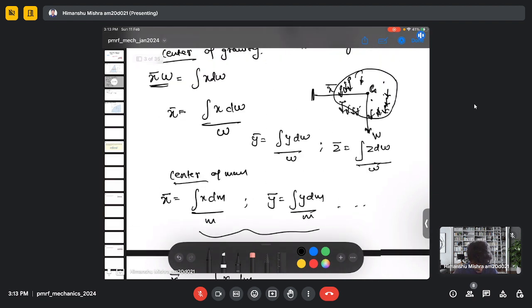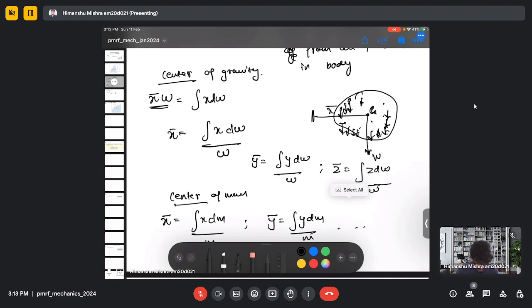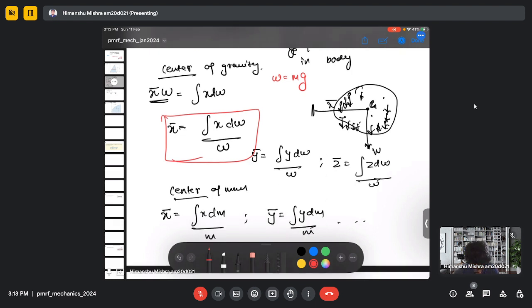For example, let's say in the above expression, like here, I can write the weight, which is just a force, as mg. So this expression I can write as x dg by g.